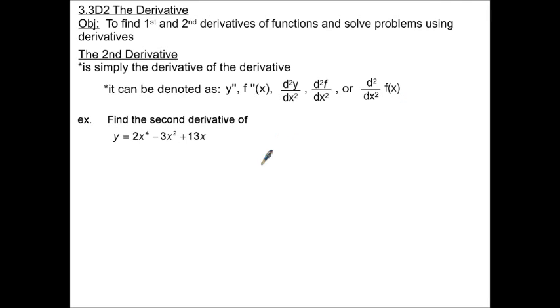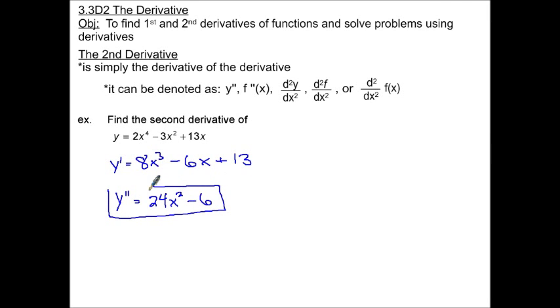That being said, if I want the second derivative of a function such as this, a polynomial function, first thing first, I need the first derivative. So my first derivative is going to be 8x to the third minus 6x to the first plus 13. Now I've got that, but that's not good enough. I need the second derivative. So y double prime equals 24x squared minus 6, and the 13 goes away. So there's my second derivative.